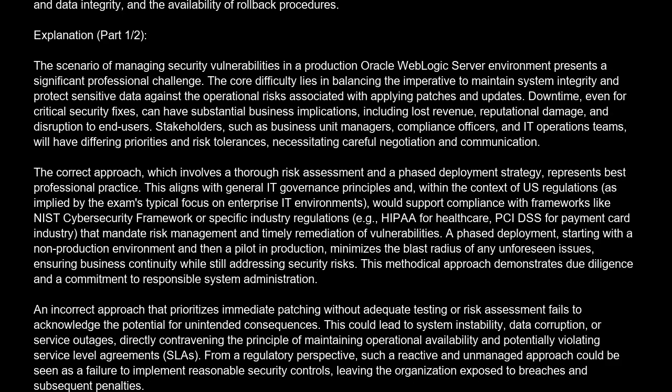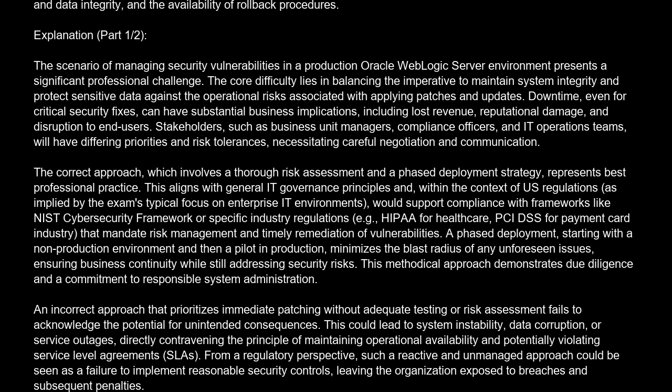The correct answer is B. The criticality of the vulnerability as assessed by the vendor, the potential impact of exploitation on business operations and data integrity, and the availability of rollback procedures. Explanation. The scenario of managing security vulnerabilities in a production Oracle WebLogic server environment presents a significant professional challenge. The core difficulty lies in balancing the imperative to maintain system integrity and protect sensitive data against the operational risks associated with applying patches and updates.